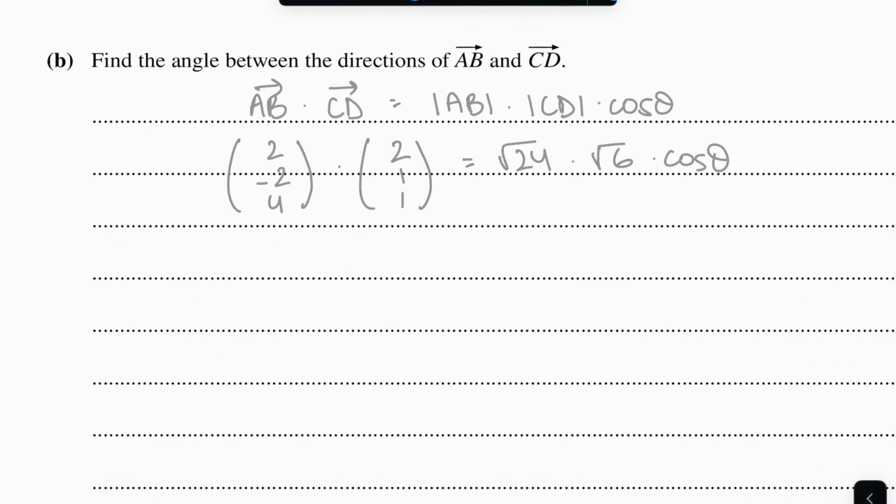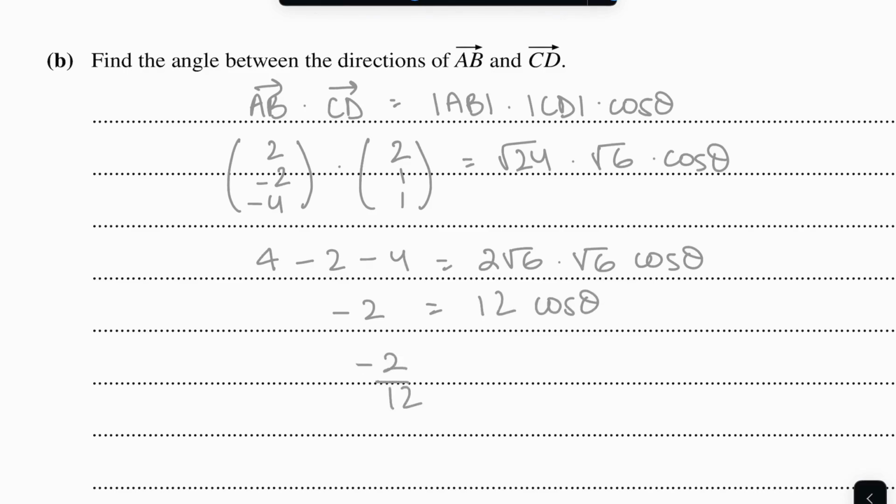Now 2 times 2 is 4. Minus 2 times 1 is just minus 2. And this was minus 4 times 1 is just minus 4. And instead of root 24, we can write 2 root 6 multiplied by root 6 cos theta. So 4 minus 2 minus 4 is minus 2. And root 6 multiplied by root 6 cancels the root. So we're left with just 2 times 6, which is 12 cos theta.